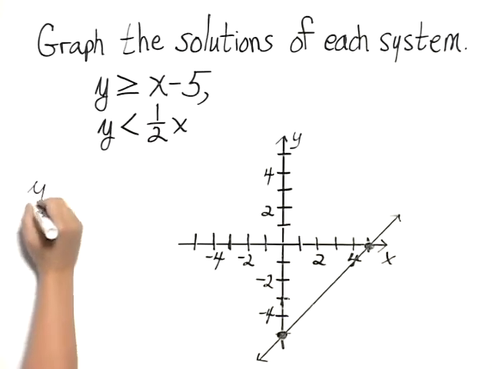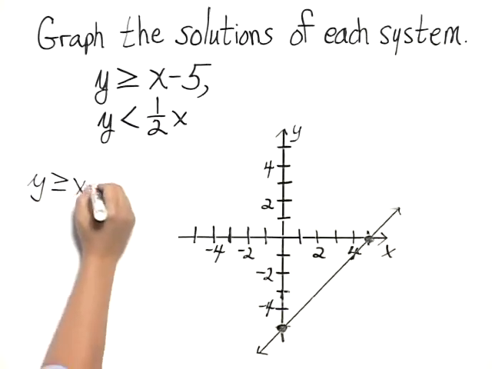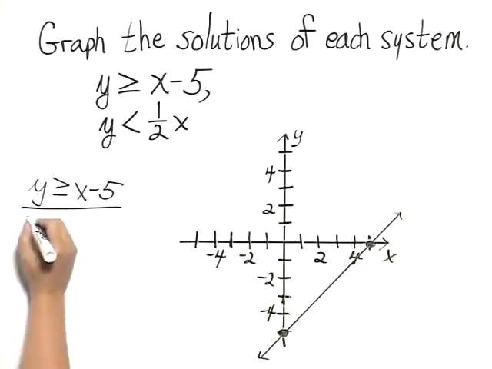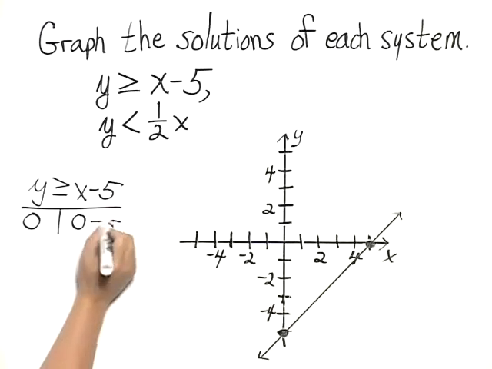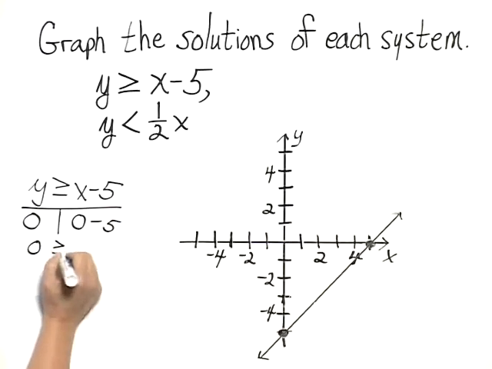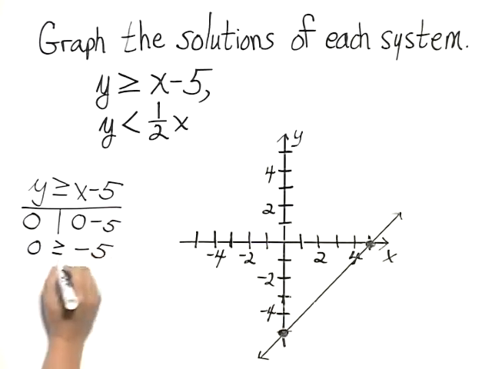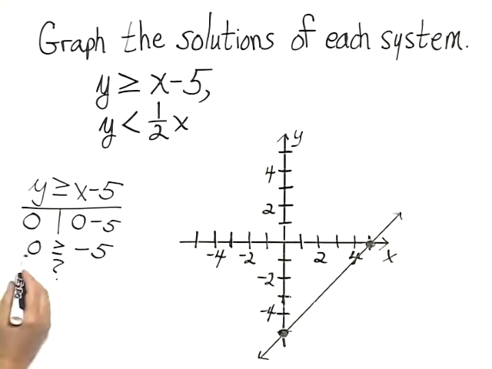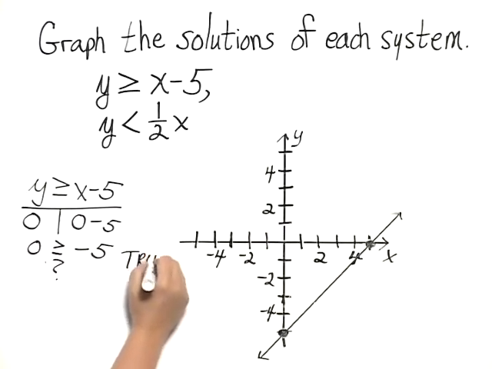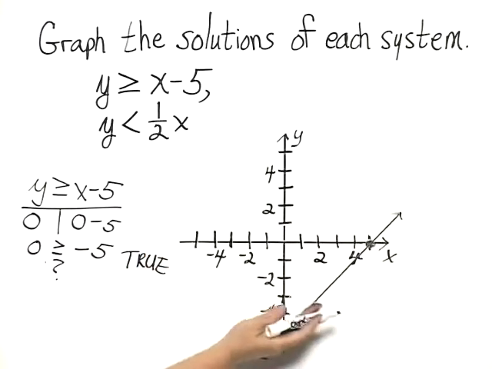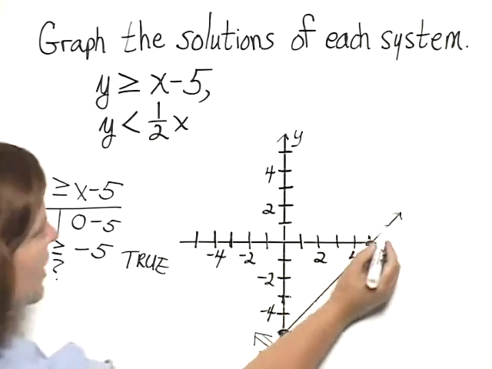We have y is greater than or equal to x minus 5. We ask ourselves, is 0 greater than or equal to 0 minus 5, or is 0 greater than or equal to -5? Since 0 is greater than all negative numbers, 0 would be greater than or equal to -5. This is true. Instead of actually shading this whole side, I'm just going to use arrows near the end of the line to indicate that I would shade this side of the line.